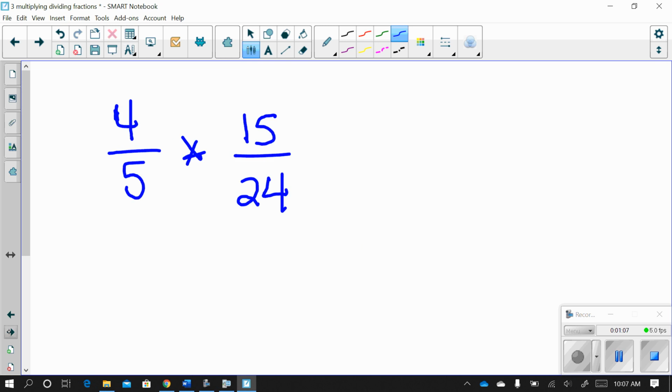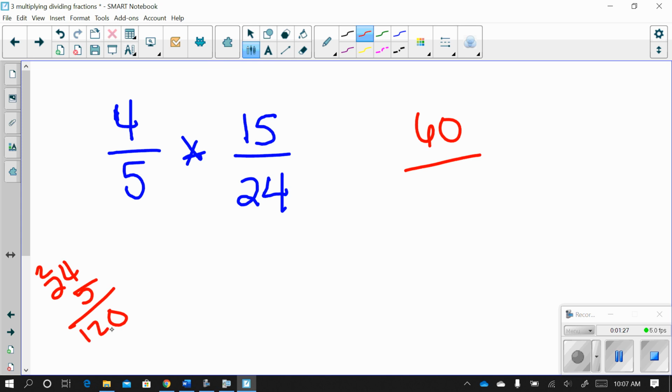Okay, so let's take a peek at this problem. This problem we are going to be able to reduce. So there's a couple ways you can approach this problem. You could just start off by multiplying. 4 times 15 is 60, divided by 5 times 24, think for a second, is 120. Okay, if you look at this, you should recognize 6 over 12, well, that's just 1/2.